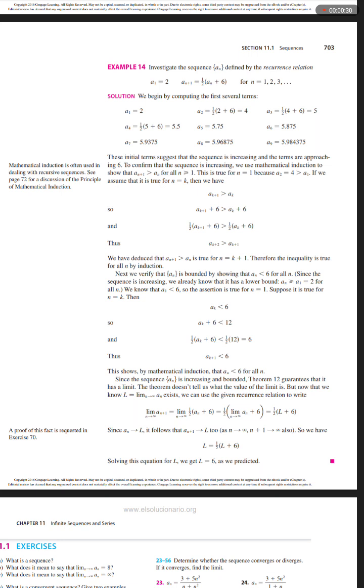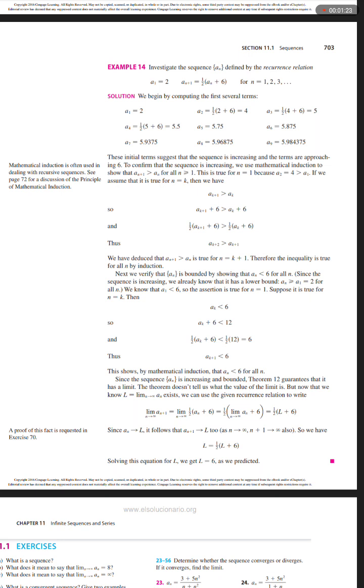a_1 = 2, a_2 = 1/2 (2 + 6) = 4, a_3 = 1/2 (4 + 6) = 5, a_4 = 1/2 (5 + 6) = 5.5, a_5 = 5.75, a_6 = 5.875, a_7 = 5.9375, a_8 = 5.96875, a_9 = 5.984375.